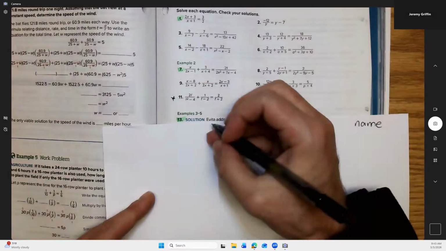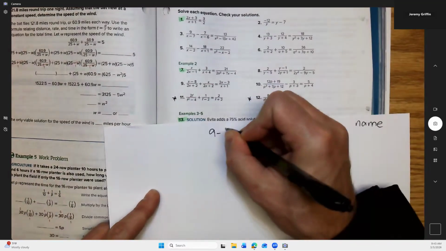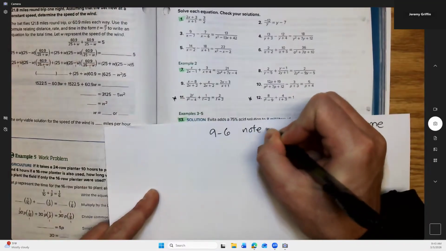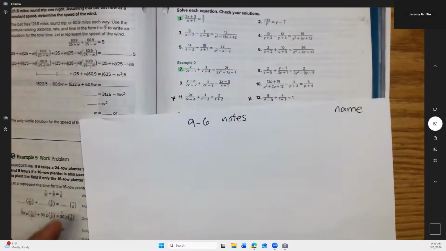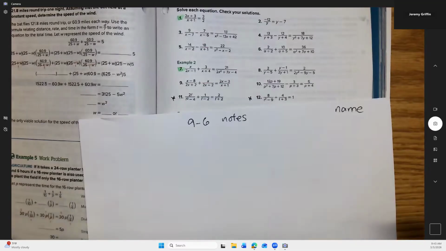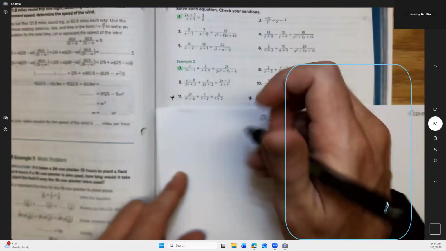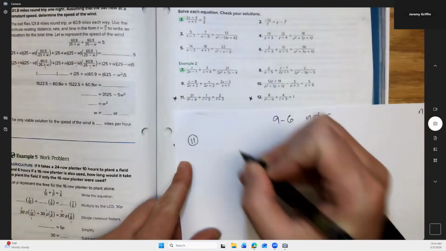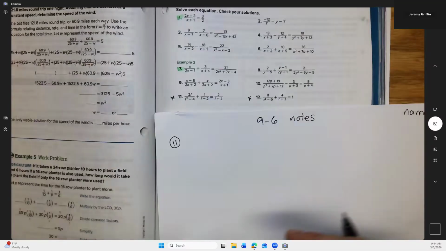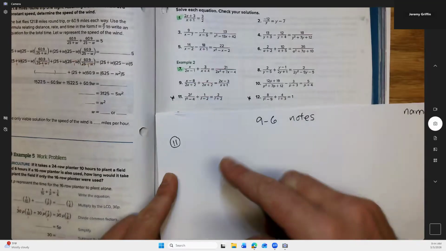This is 9-6 notes. You, of course, turn this in and I give you points for this. We're just going to do 5 puzzles here. You ready for 5 puzzles? First one, number 11 from the book. If you want to see more examples, like always, there's another video uploaded to the classroom.